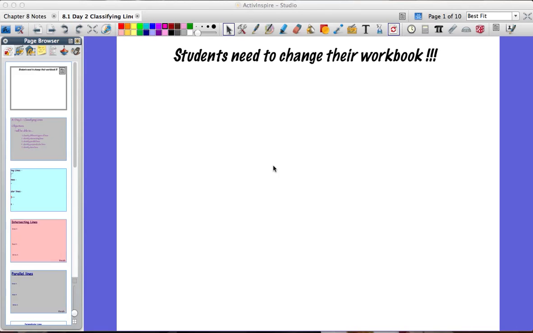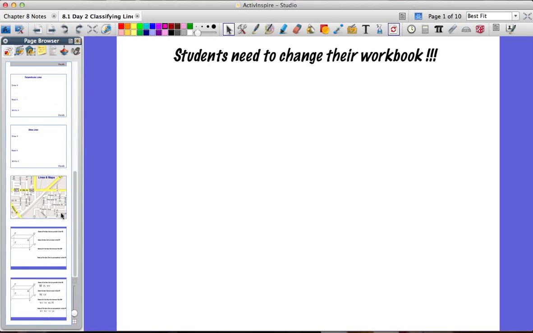The first thing that I want to go over is that you need to change some things in your workbook. I want you to look for the Lesson 8-1 Day 2, and you're going to look for the page that looks like this.